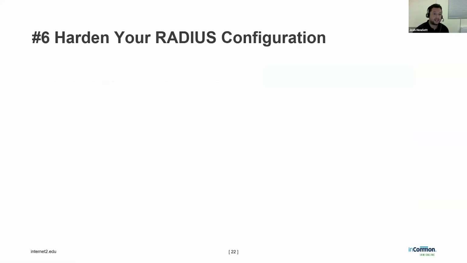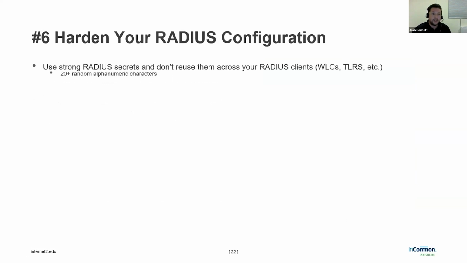So, number 6, harden your RADIUS configuration. There's quite a few things here. I'll work through them one by one. So the first is to use strong RADIUS secrets, and don't reuse them across your RADIUS clients. Unfortunately, this is a practice that I think is fairly widespread, and it's understandable why people do it, because it's laborious having to generate a new RADIUS secret for every RADIUS client.